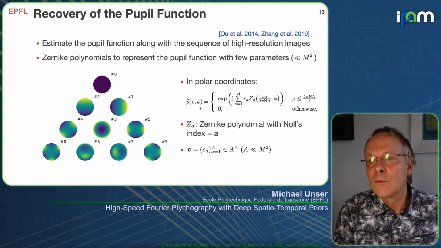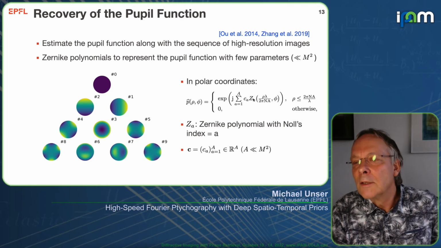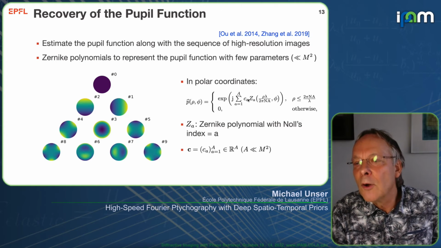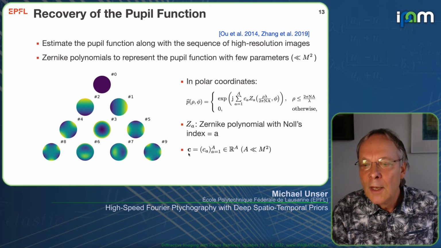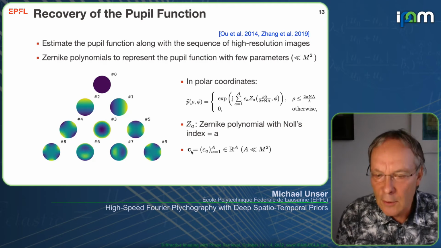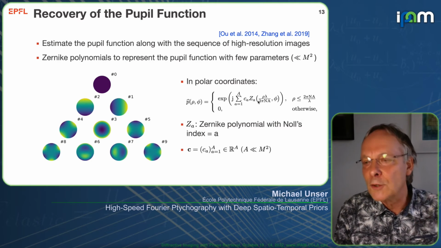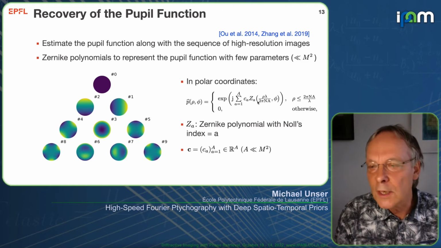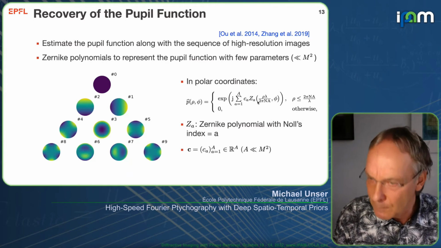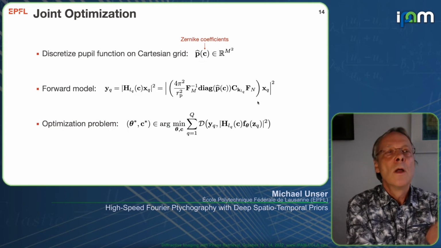We are representing our pupil function as an exponential of those Zernike polynomials with some coefficients. The unknowns for the pupil are those Zernike polynomial coefficients. They're inside of this exponential, but this is differentiable, so it can be optimized by using Adam-type auto-differentiation algorithms.